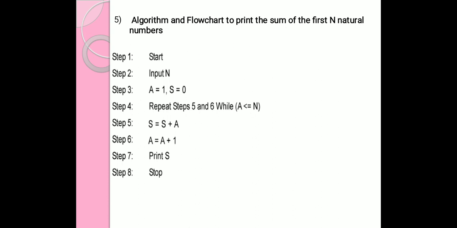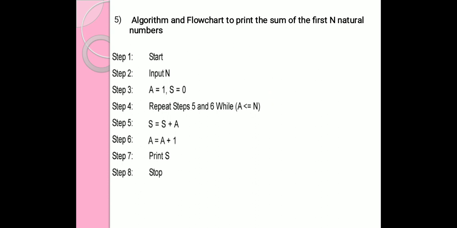And s equal to s plus a, that is s equal to 0 plus 1, so the value of s is now 1. Then a equal to a plus 1, the value of a is increased by 1 and becomes 2. Then print s. Repeat steps 5 and 6, a equal to 2. Then go to step 4: 2 less than or equal to 5, yes it is true.